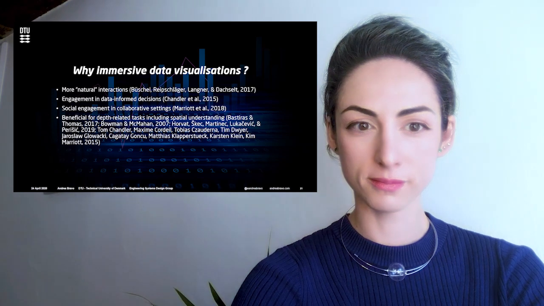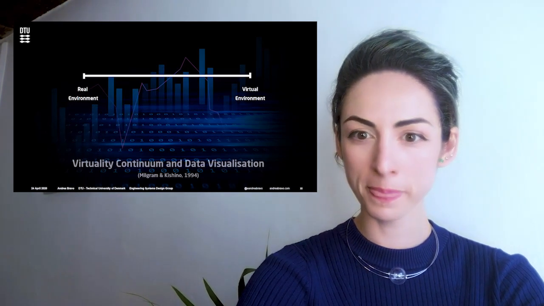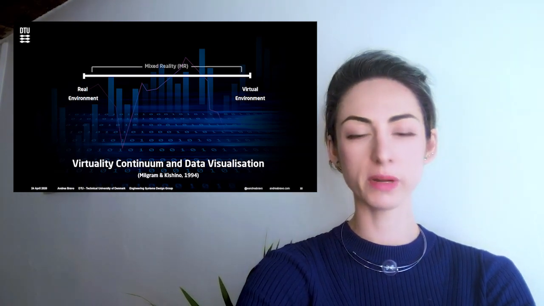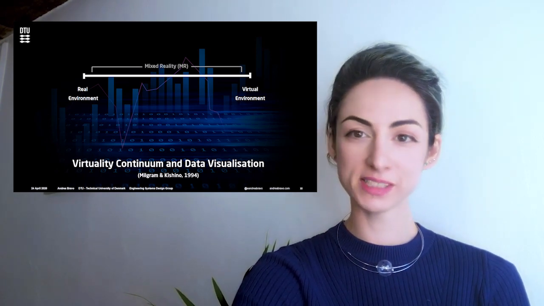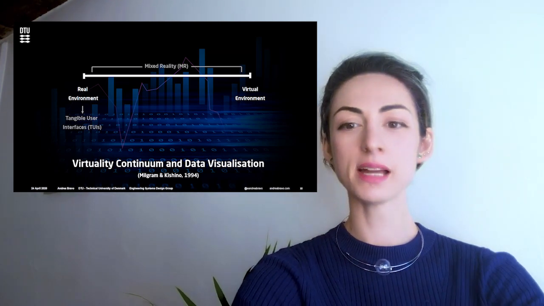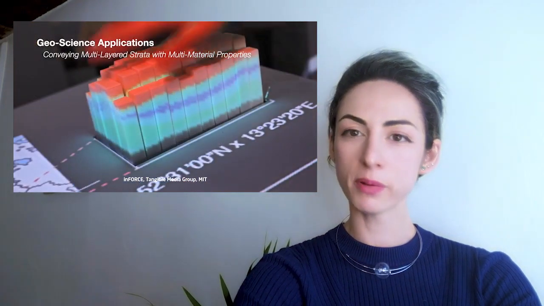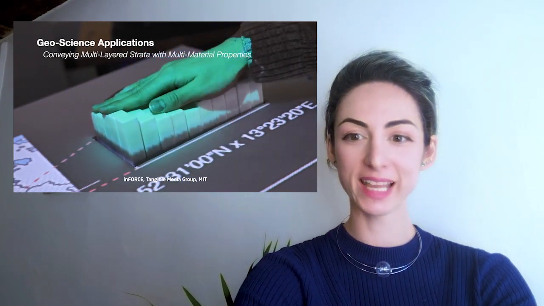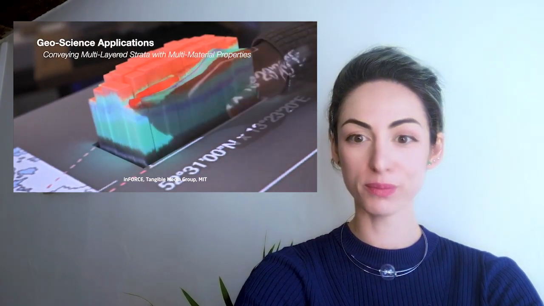Now, let's check again the Virtuality Continuum, this time incorporating some data visualizations. So we have, as I said, tangible user interfaces. Now let's check an example of data visualization. This example of a tangible user interface provides real-time variable haptic feedback in response to the way users press the pins. It displays seismic multi-layered data, with each layer having unique material properties.